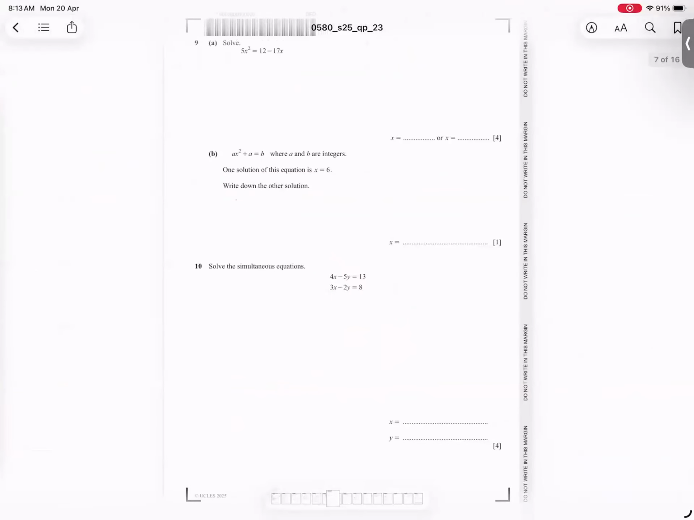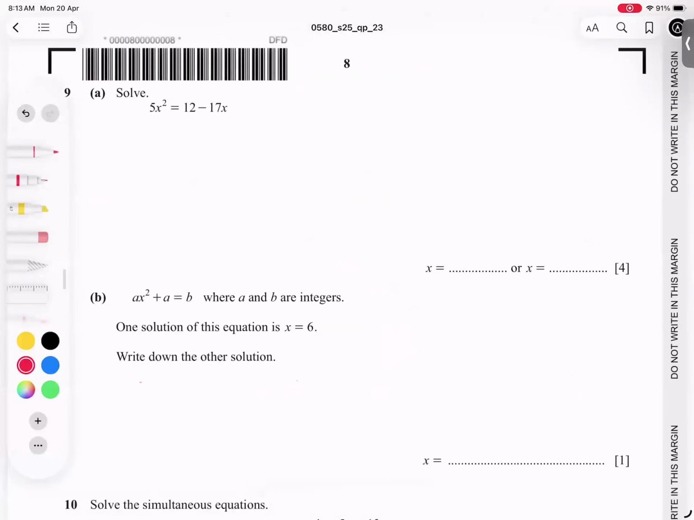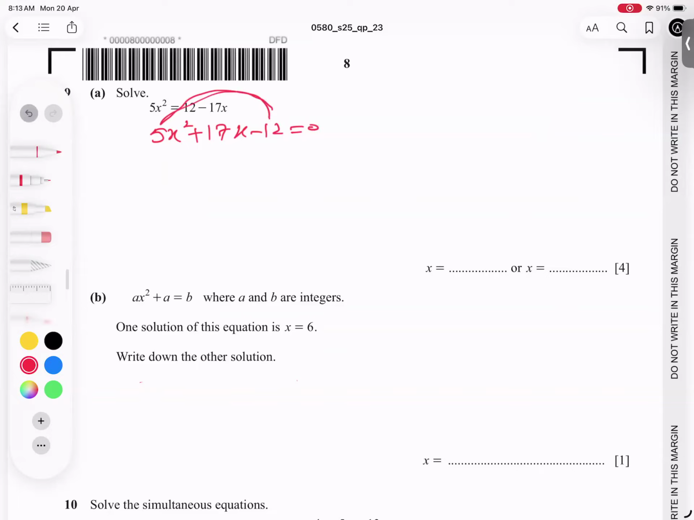Let's go for the next question. Question number 9, we have to solve this. So first we have the power 2. I'm bound to bring both values to the left side. So 17x and negative 12 is equal to 0. So multiply the first and last factor, including sign, negative 60x to the power 2. How to get 60, students? So the first term we copy without any change, the last term we copy without any change.